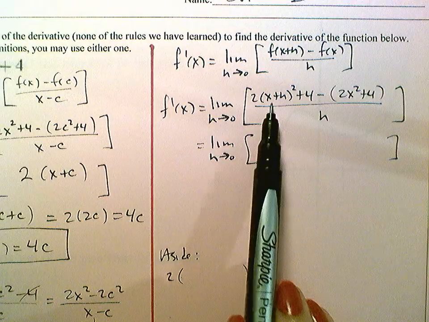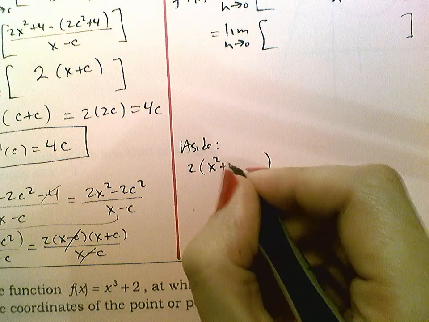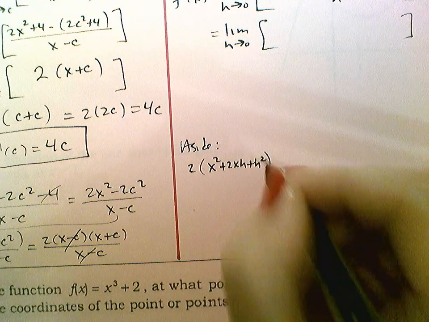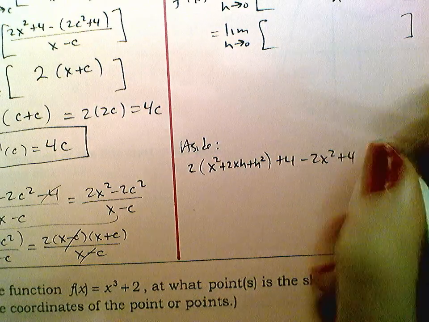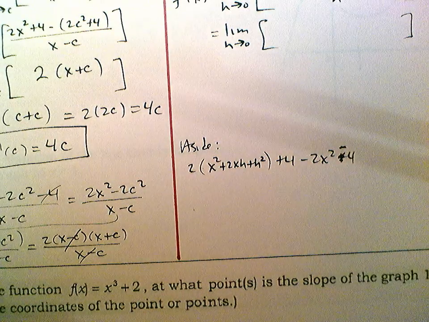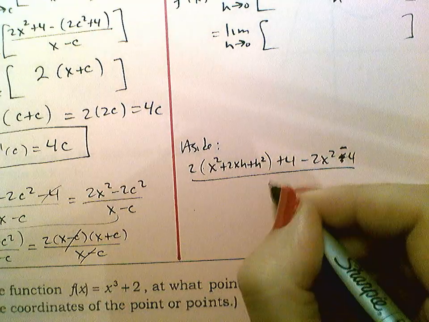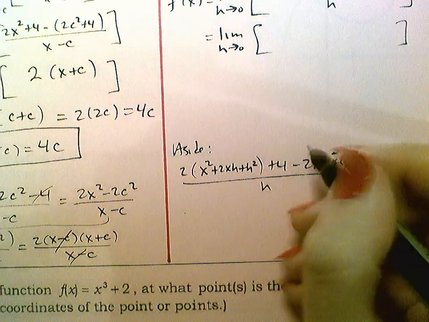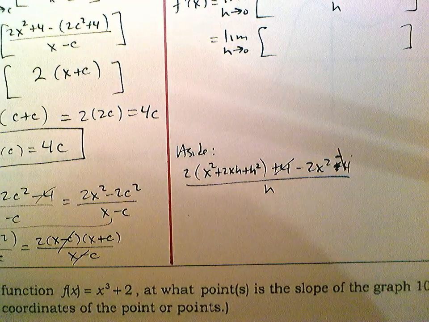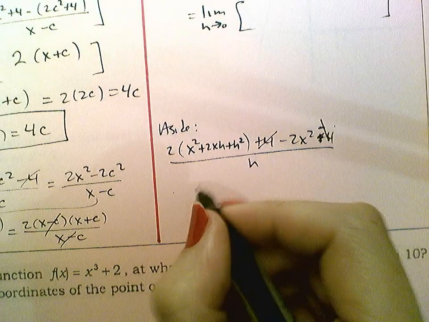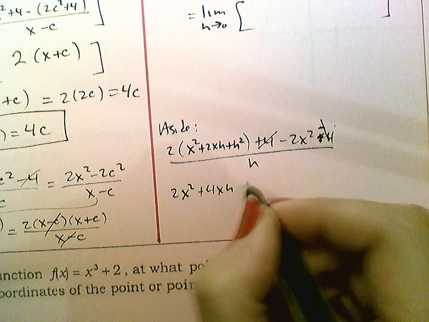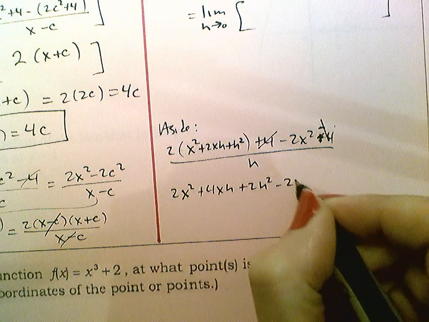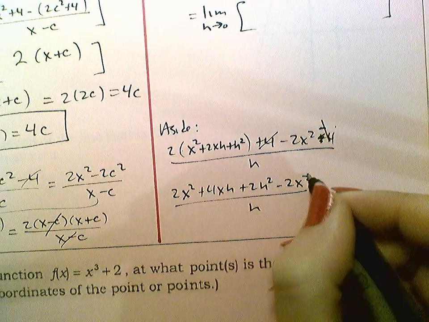And then I'm going to have 2. When I multiply x plus h times x plus h, do it slowly if you want, but you'll end up with that plus 4 minus 2x squared minus 4 all over h. These are canceling right away, so that's good. And then you end up with 2x squared plus 4xh plus 2h squared minus 2x squared all over h.